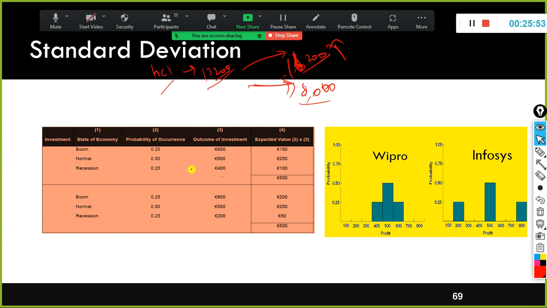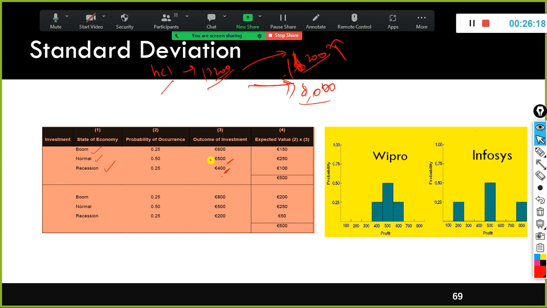So now let us take a look at this one. If you look at this chart, this is the probability of a state of economy. In the case of boom, normal, recession, if the economy is in recession, like the COVID time, a lot of layoffs happen. In that kind of situation, the outcome of investment, this is my return. Normal, if the economy is normal, everybody is going to work and there are no layoffs.